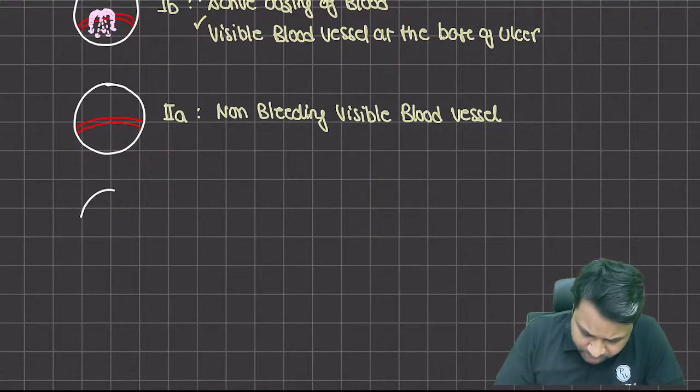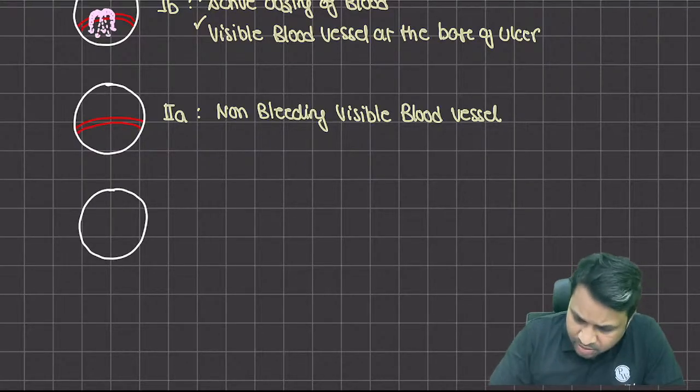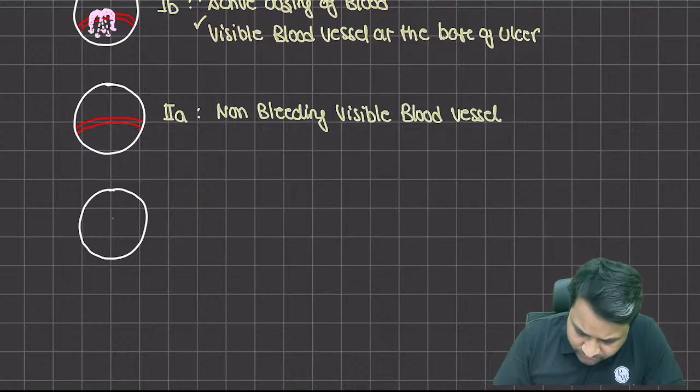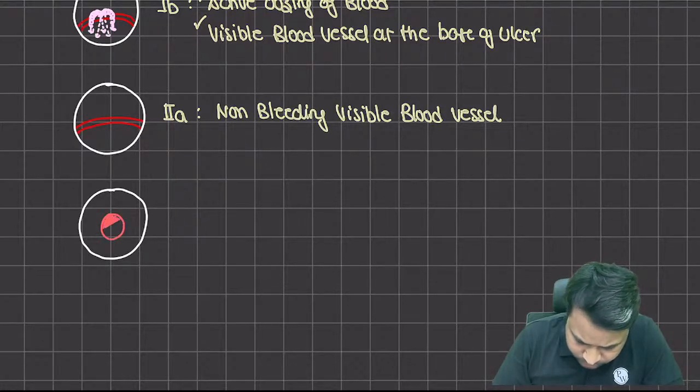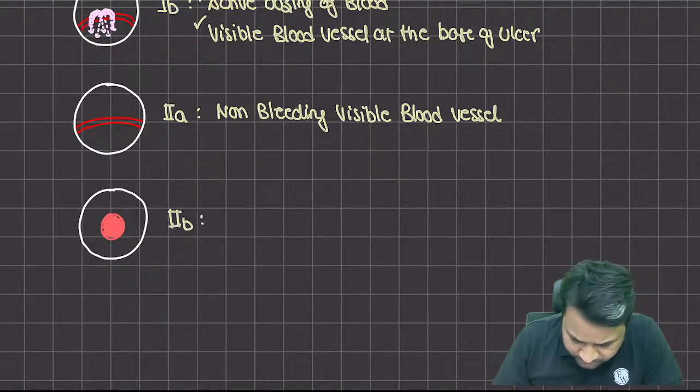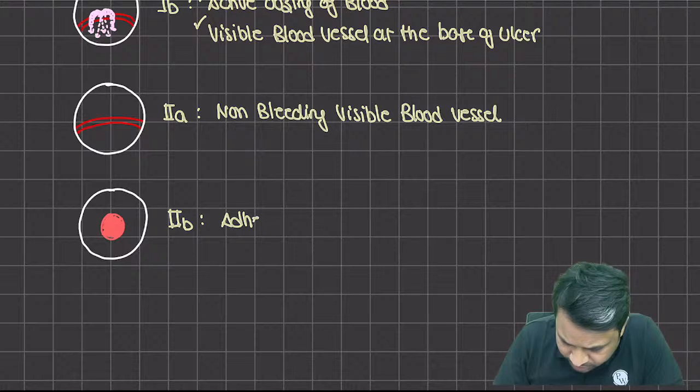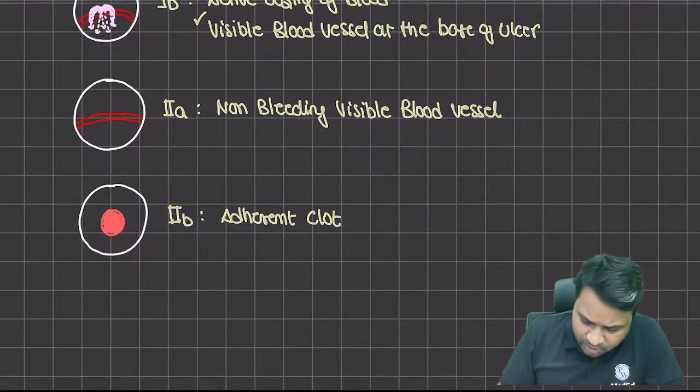Now in a 2B variety, there is no blood vessel, but I can see there is presence of an adherent clot. In 2B variety, there is presence of an adherent clot. This is adherent clot.